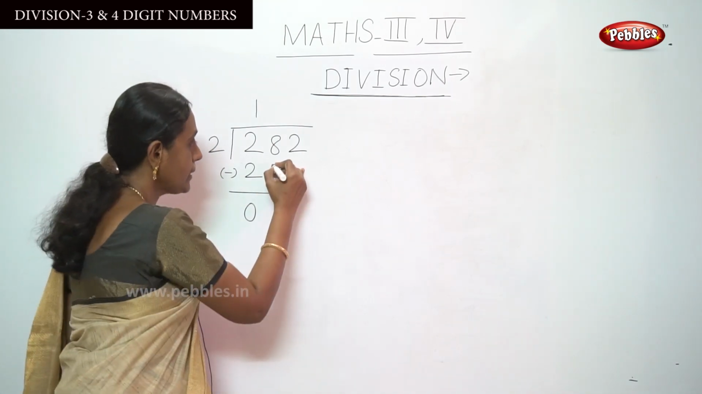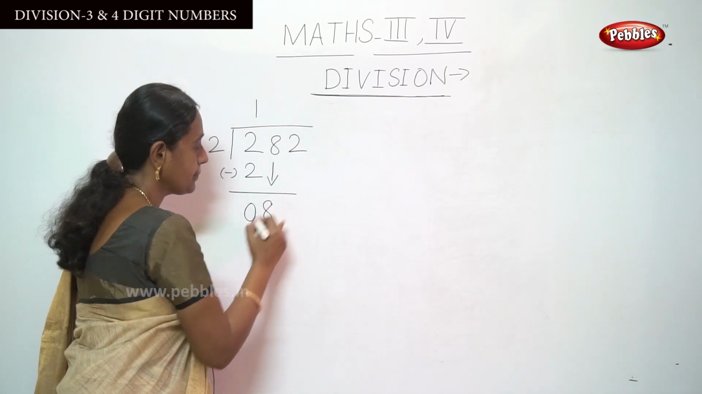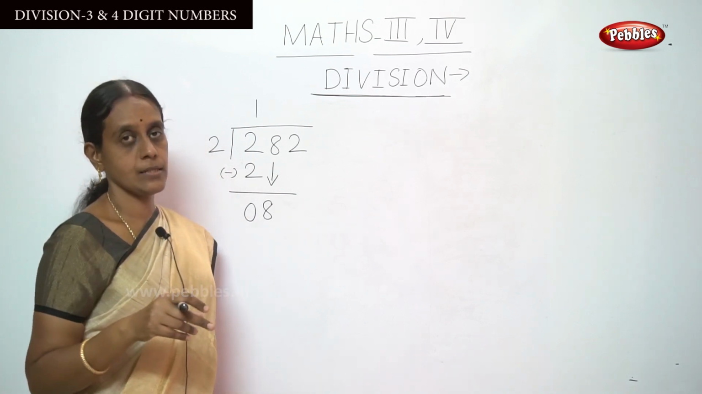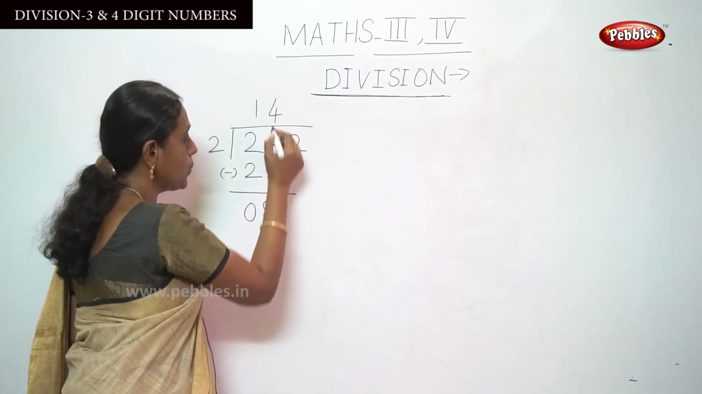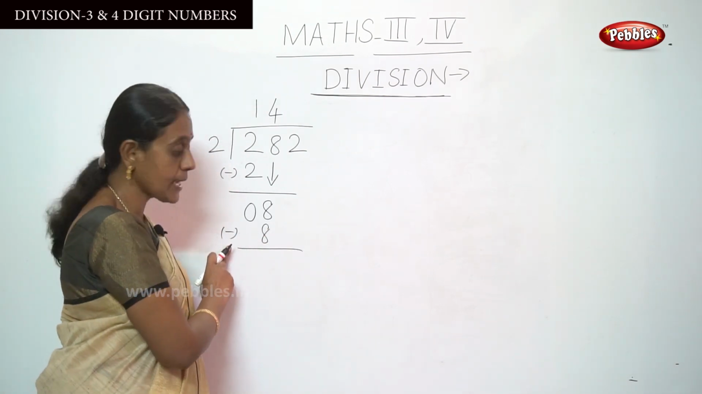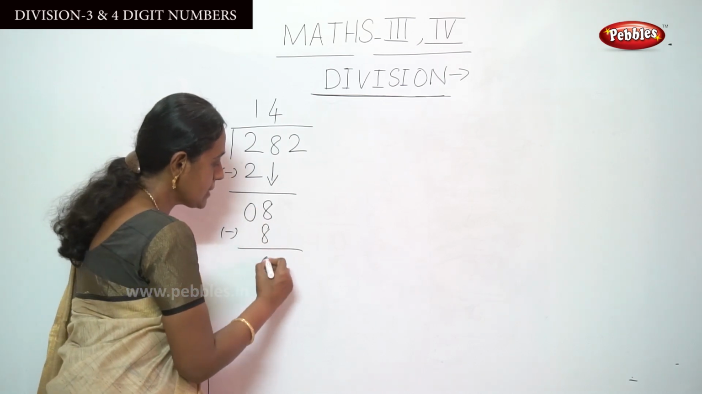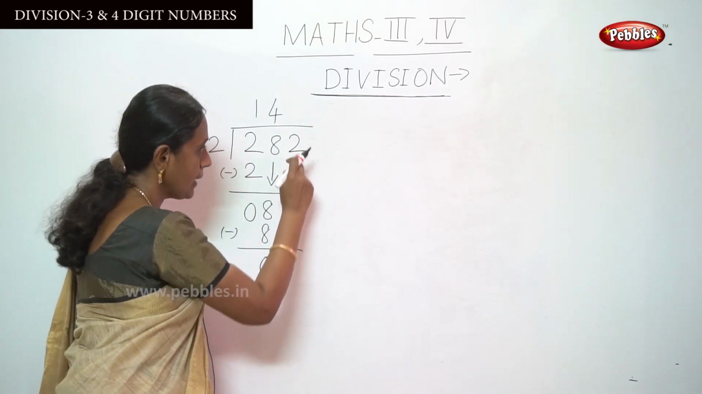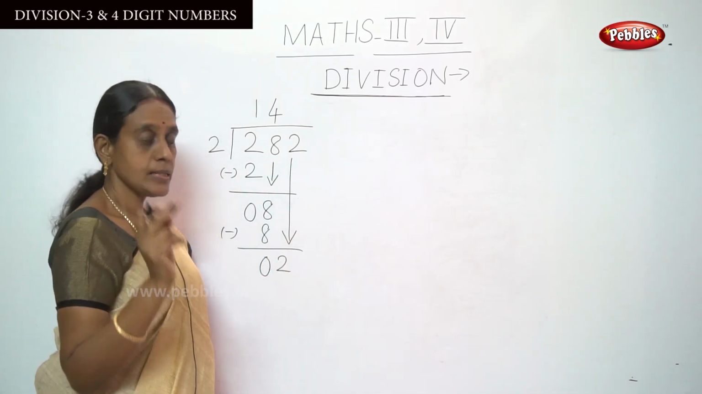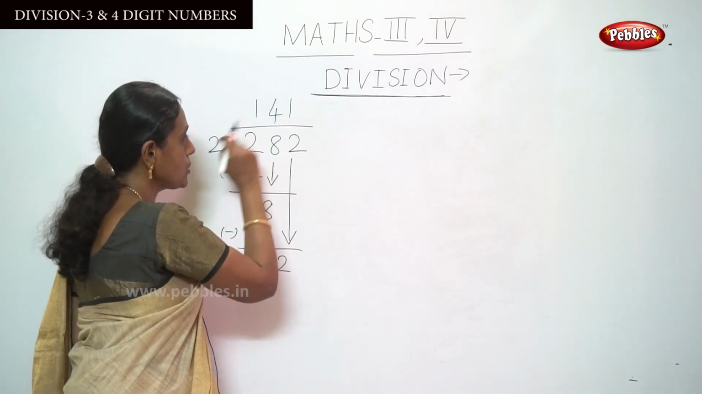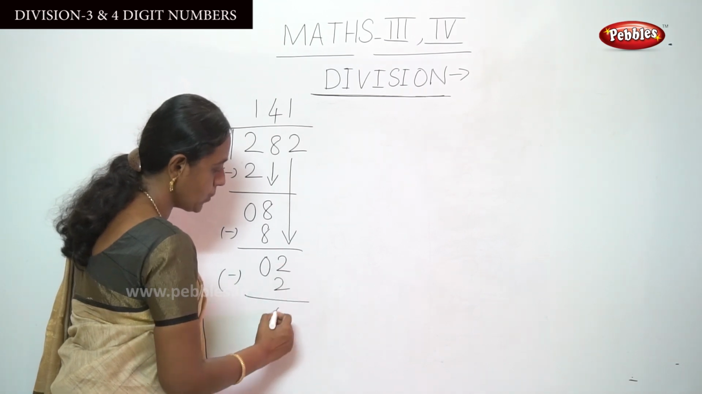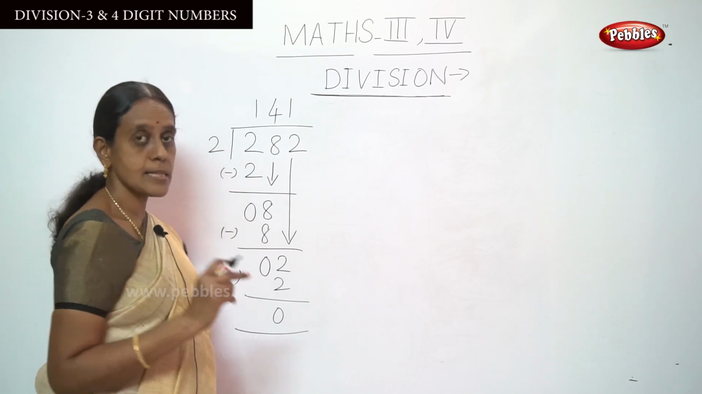Next you should take down this 8. Now say the 2 table up to the number 8, that is 4 2s are 8. Again put the subtraction sign. 8 minus 8 is 0, and this is 2. Put down this 2 here and say the 2 table, 1 2 is 2, and subtract the number, 2 minus 2, that is the remainder, 0.